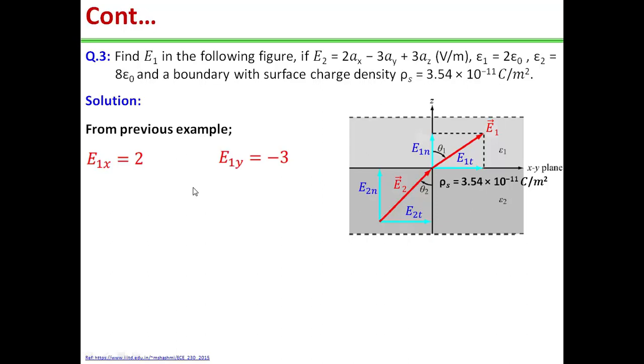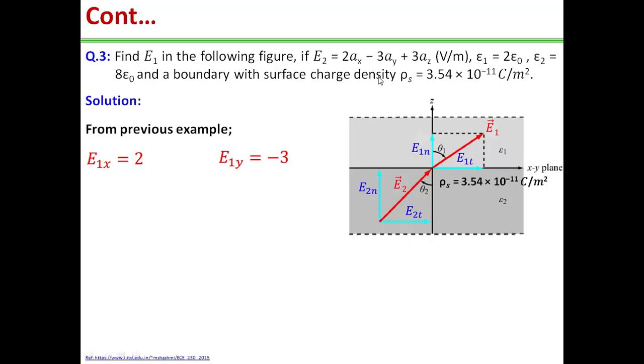From the question, we know that the tangential electric field will be continuous across the boundary. So we can write E1x will be equal to E2x, which is 2 as given in the question. And E1y will be equal to E2y, and this will be equal to minus 3 as given in the question.